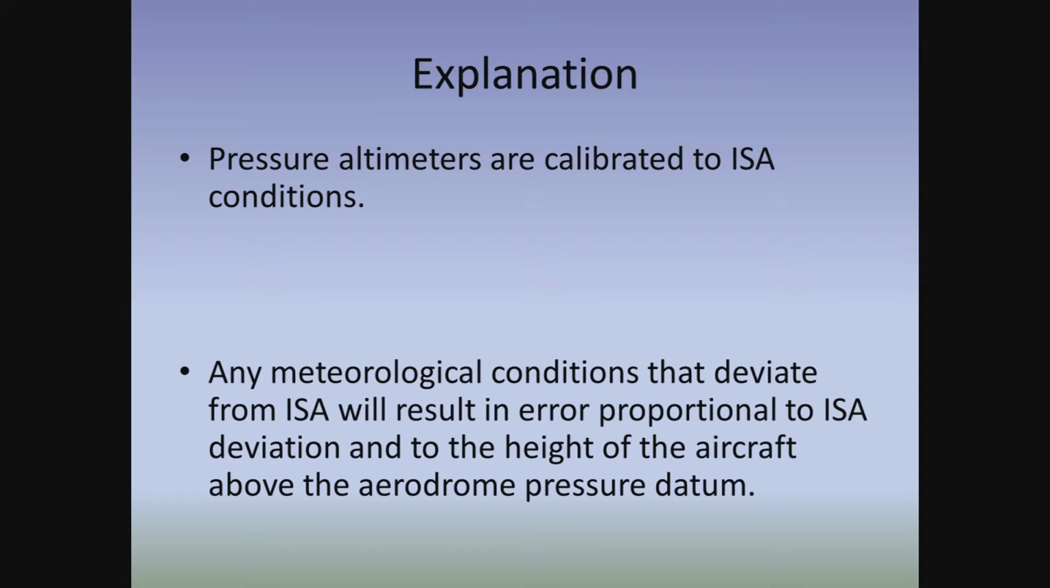So in other words, any meteorological condition that deviates from ISA, which is usually always, will result in an error. And that error is proportional to the ISA deviation, and therefore the height of the aircraft above whatever pressure datum you're using will be affected, whether you're higher than you think you are or lower than you think you are.